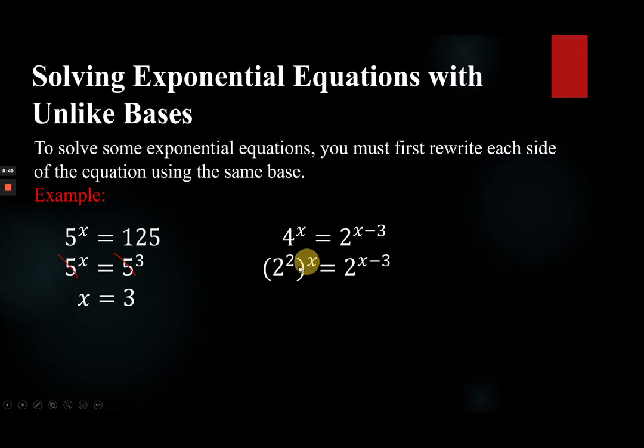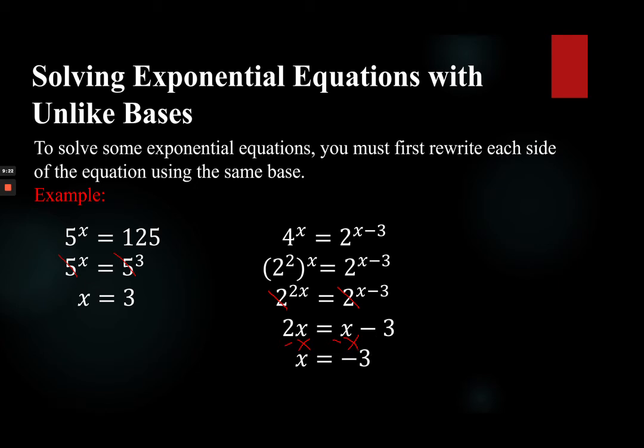2 squared raised to x means 2 times x. The exponent will be multiplied from the original given exponent. And so you can now clearly take out your bases. And so you have 2x is equal to x minus 3, the equation of the exponents. And so subtract both sides by x. 2x minus x is 1x, and you found your answer. x is negative 3. It's a little tricky, but you remember, have your power table always ready.